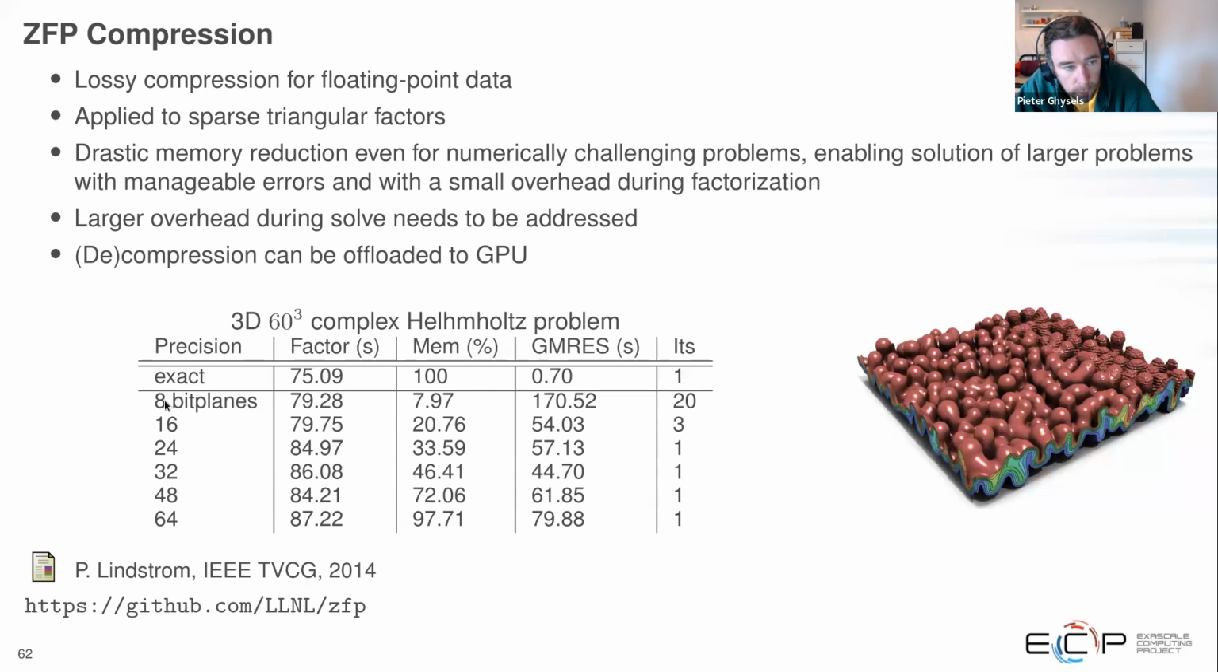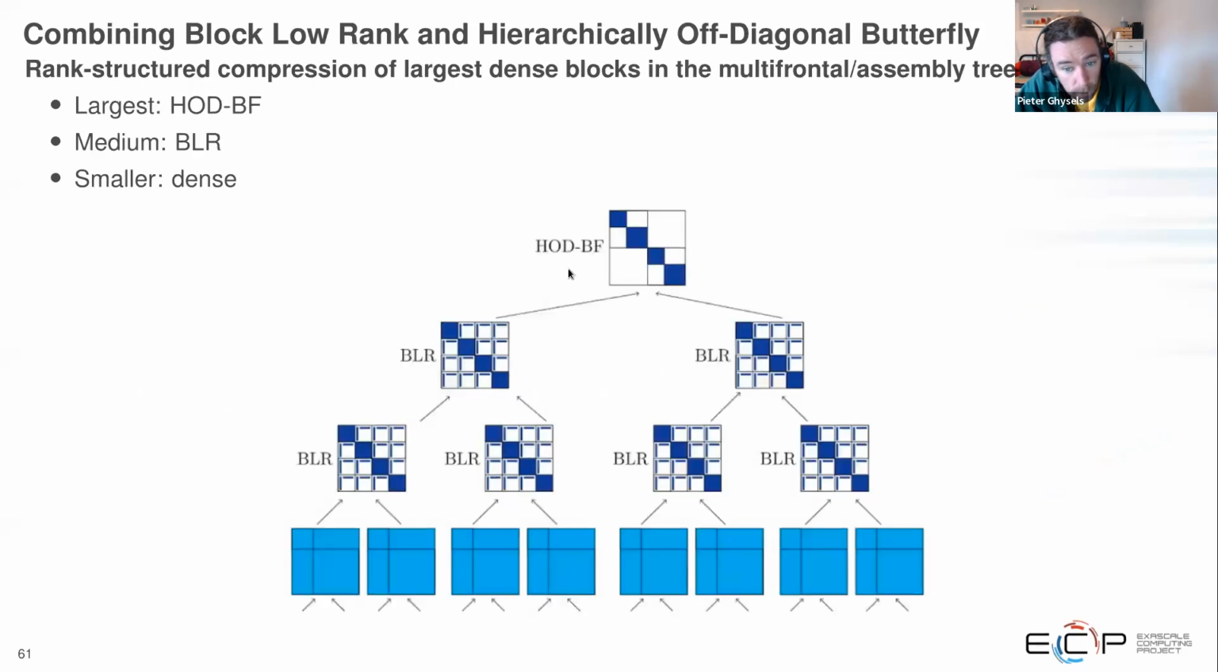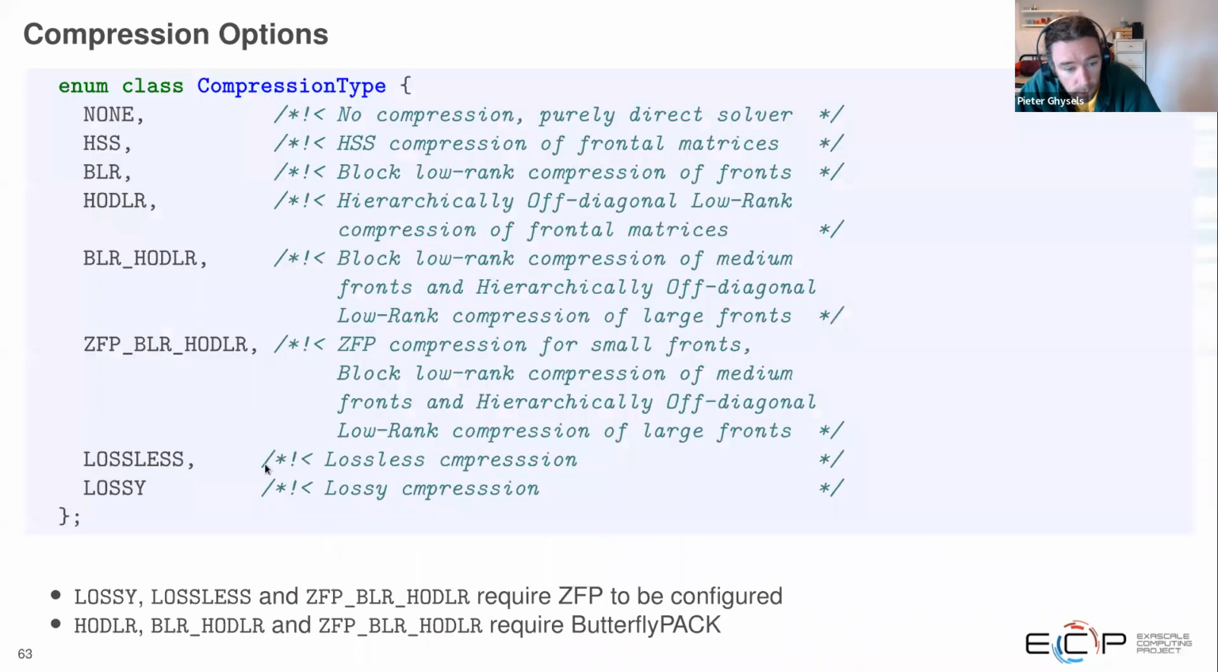So the compression rate for this lossy compression is expressed in terms of bit planes. So if we compress using 8 bit planes here, we get a compression rate of say 8%. But then we need 20 GMRES iterations to recover the solution. So we can also combine this with block low rank and HODBF for these smaller levels. So that leads to the hybrid ZFP block low rank hierarchically off-diagonal low rank scheme.